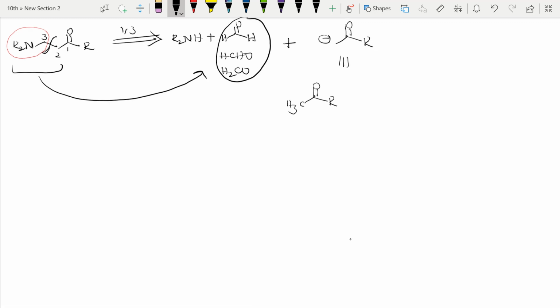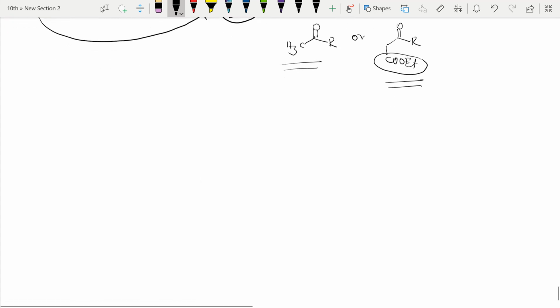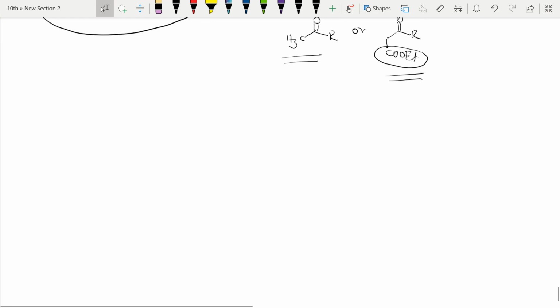Or sometimes we can use a compound like this also, I have told, with COOEt, because this group can be eliminated on heating. First we hydrolyze to convert it into acid, then we heat it so that carbon dioxide will be lost and we will get that. So we can use this reagent or we can use this reagent. All these things are the basics which we have studied. Let me take one more example, that also we shall summarize.